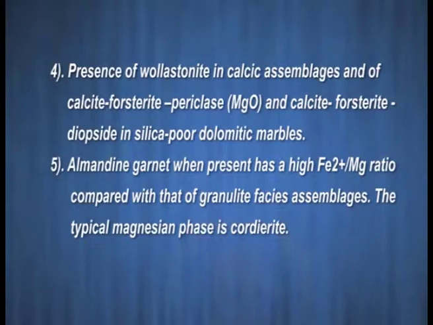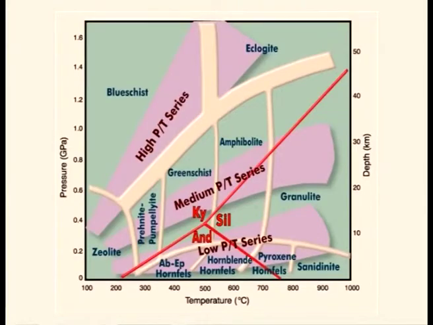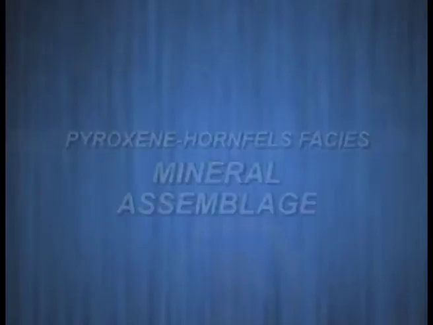Fifth, almandine garnet when present has a high Fe2+ to Mg ratio compared with that of granulite facies assemblages. The typical magnesium phase is cordierite. Staurolite is unknown.